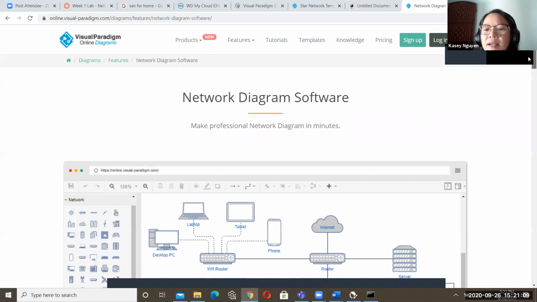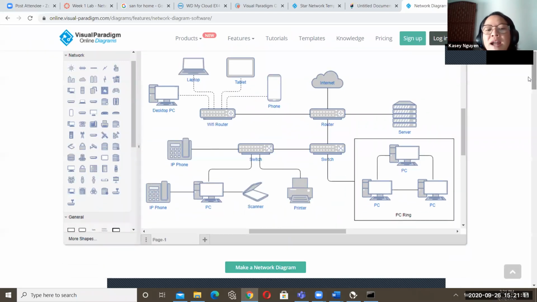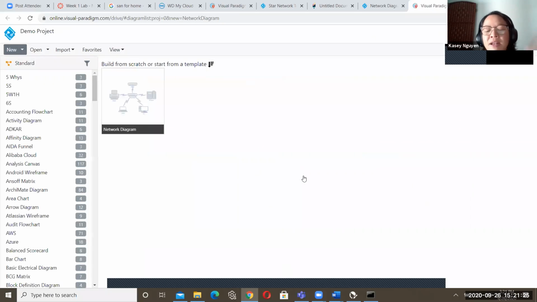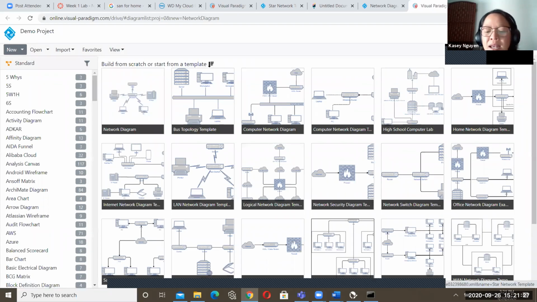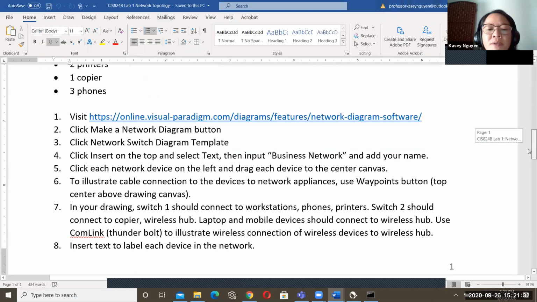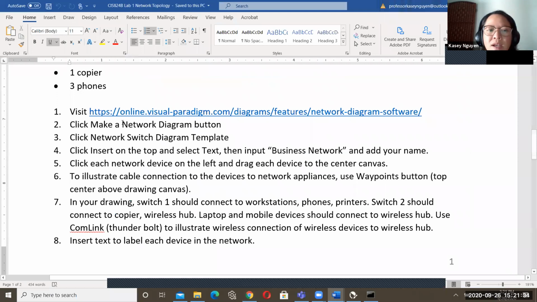Okay. Now this one, you have to start out with the template, or if you start from scratch, it's a little bit more work. So when you do make a network diagram, it's going to present all the templates. Then you're going to choose the template that's stated. So in part B of the lab, it tells you to choose make a network diagram. You click that and you're going to choose network switch diagram. That's the template you're going to use.